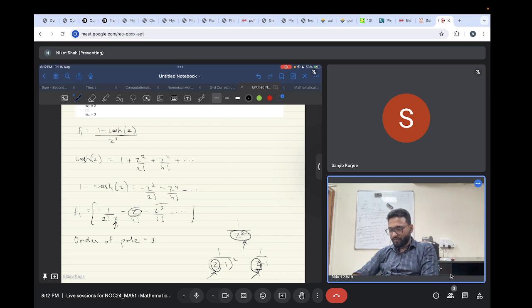So that's why order of the pole is just one. All of these about z equal to 0, they don't give a pole, right? Is that okay? Yeah. So order of the pole is just one.